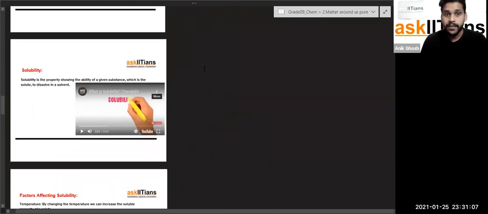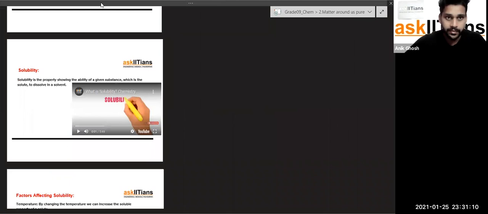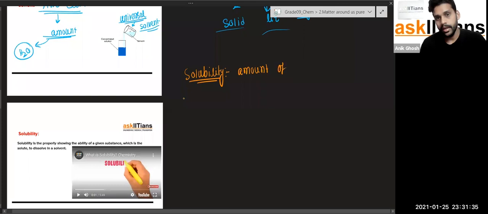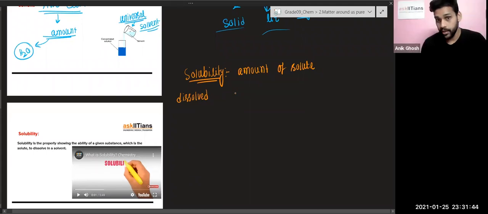But if we try to understand what is solubility, then let's see what is solubility. So now solubility is the amount of solute dissolved in unit solvent.